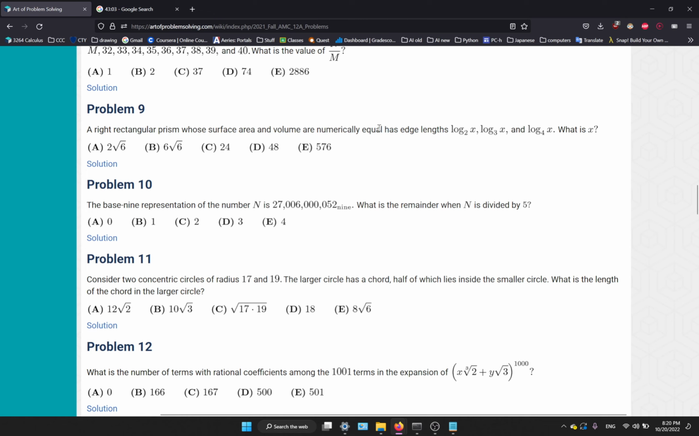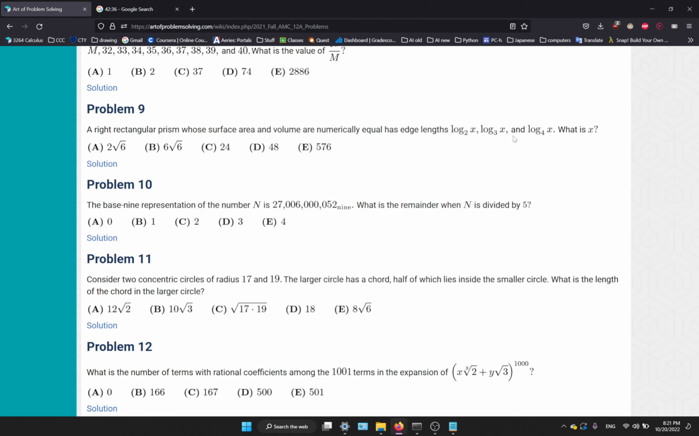A box whose surface area and volume are numerically equal has edge lengths log base 2 of x, log base 3 of x, and log base 4 of x. What is x? Okay, so you're doomed because you don't know how to calculate that. What is log? That's a good question.